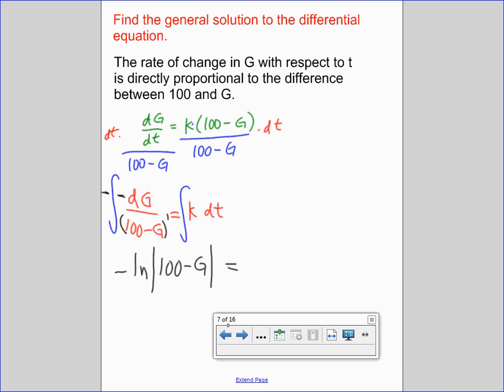And then on the right, we're going to get the antiderivative of k with respect to t. We saw in the beginning the antiderivative of k with respect to x is kx. So the antiderivative of k with respect to t is going to be kt. Now you'll notice that I didn't write a plus c on the left-hand side. And we did in the very beginning when we were generating the general solution for number 1.